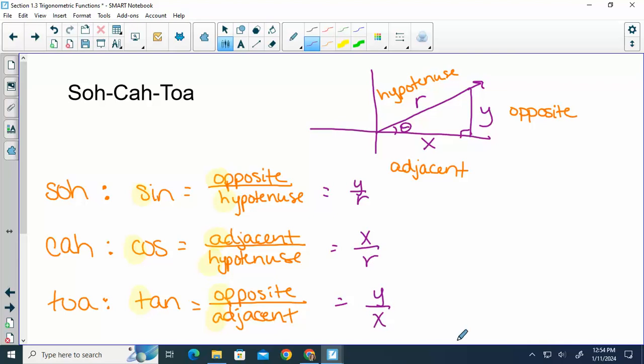Then the other three are just reciprocals. So the reciprocal of sine is cosecant, so we flip them. Reciprocal of cosine is secant, so we flip them. Reciprocal of tangent is cotangent.